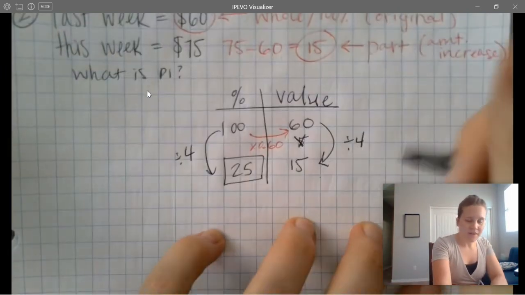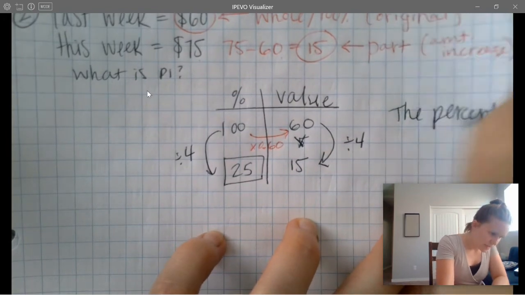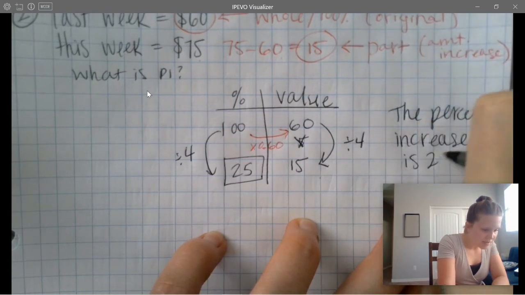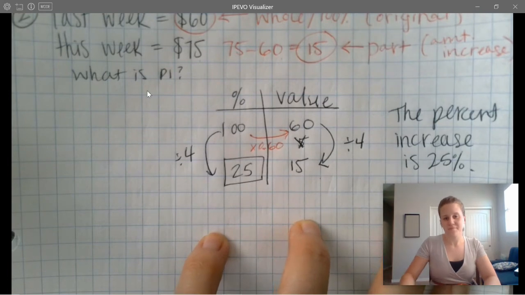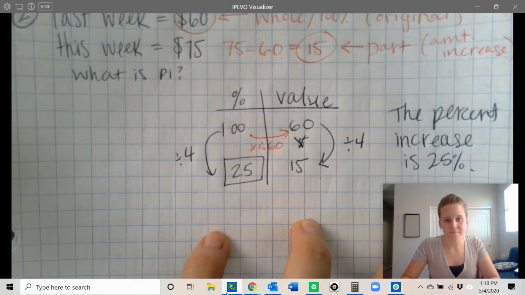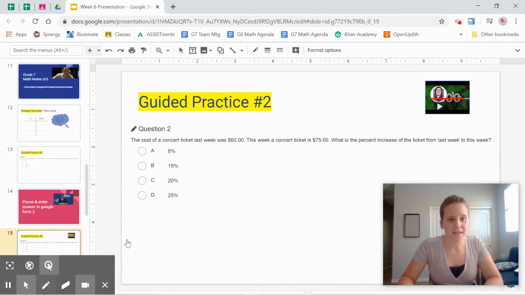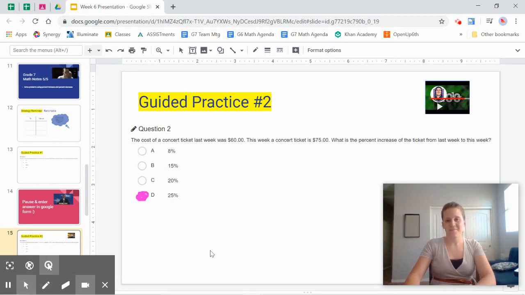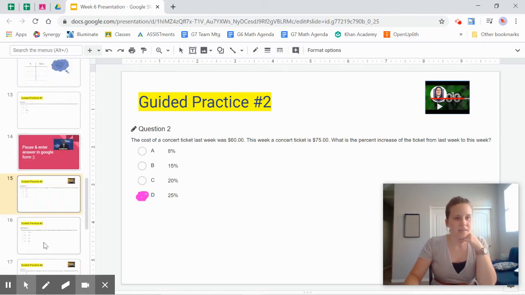Okay, go ahead and write your answer with me. The percent increase is 25%. All right, that was, again, answer choice D. Okay. Ready to go? All right, let's try another one.